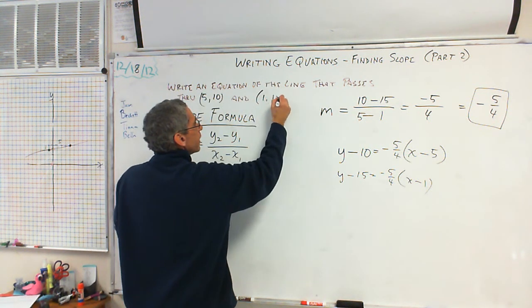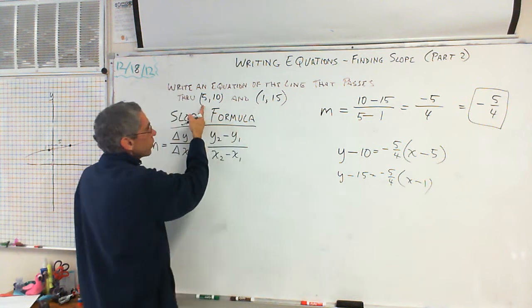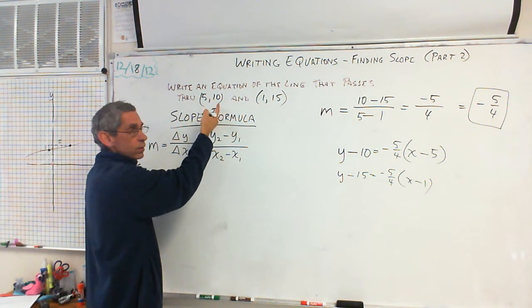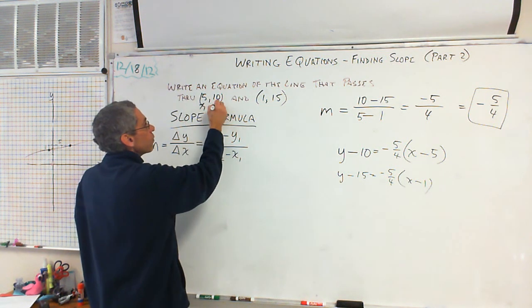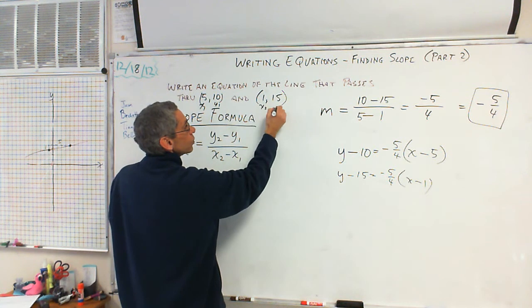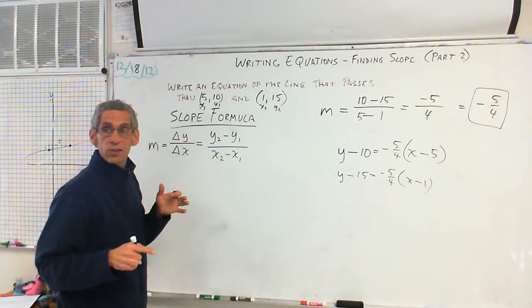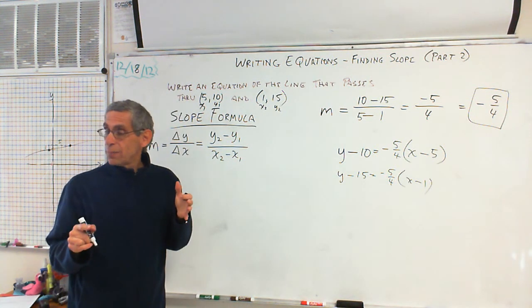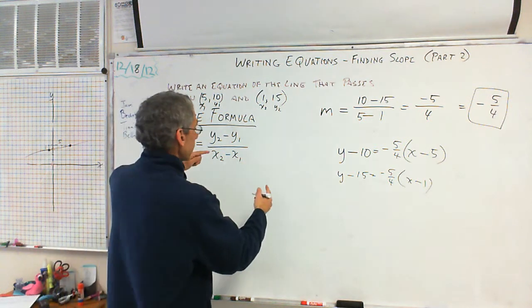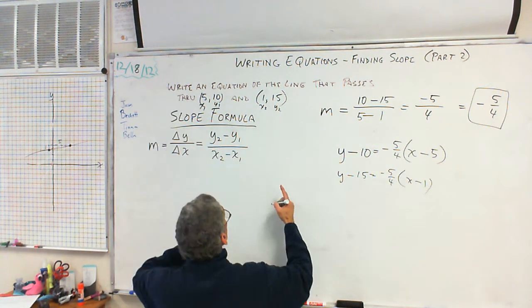Look at this. I made this one x2 and y2, didn't I? Watch this. I'm going to make it x1 and y1. I'm going to make this x2 and y2. And I'm just going to show you what happens. It makes no difference. It'll just make the bottom one negative. So remember, we're going to do it again.